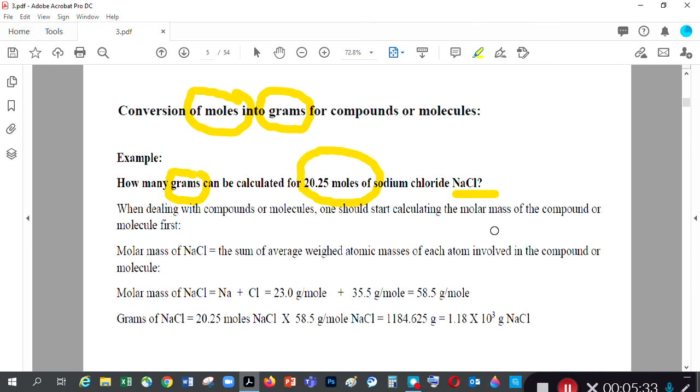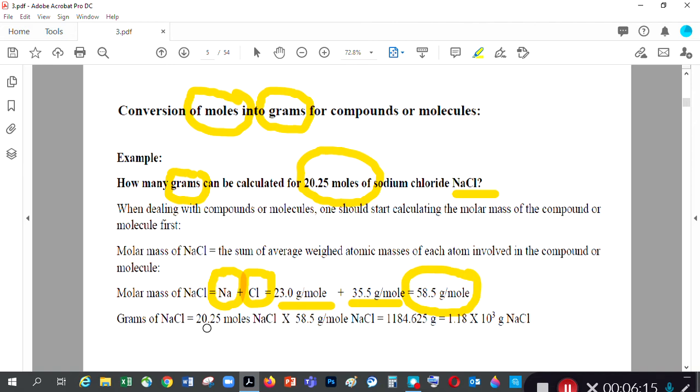So the first thing is to calculate the molar mass of the sodium chloride molecule. The molar mass is defined as the sum of the average weight atomic masses of each atom involved in the compound. We have sodium and we have the chlorine atom. So we add the atomic masses of both, which is 23.0 grams per mole for sodium and 35.5 grams per mole for chlorine. You add them up, and this is the molar mass.